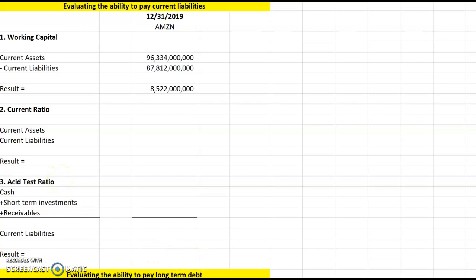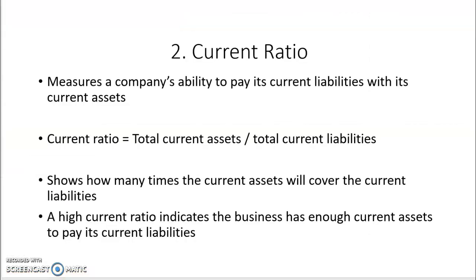So let's go take a look at what the current ratio is. The current ratio shows if the company can use its current assets to pay off its current liabilities. We kind of look at this a little bit differently. We're going to divide the current assets by the current liabilities.